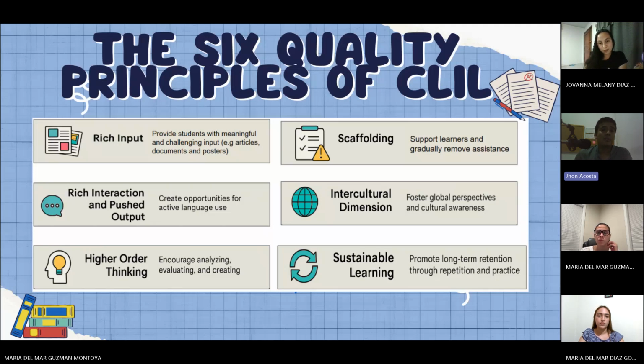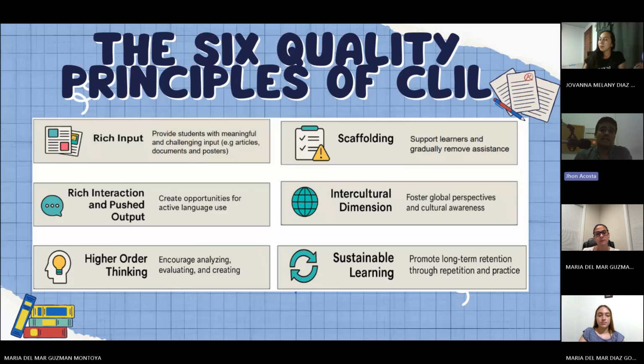The second principle is scaffolding, which is supporting the students in terms of vocabulary. Otherwise, they're not going to have the confidence to speak. The third one would be rich interaction and pushed output, which means students have to be able to speak and write. In this way, they can express ideas. It's not just listening to others, but also participating.